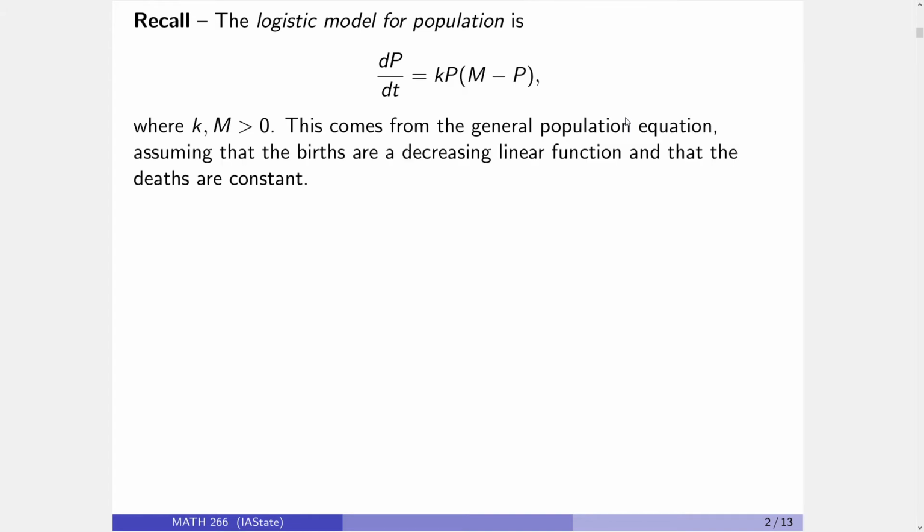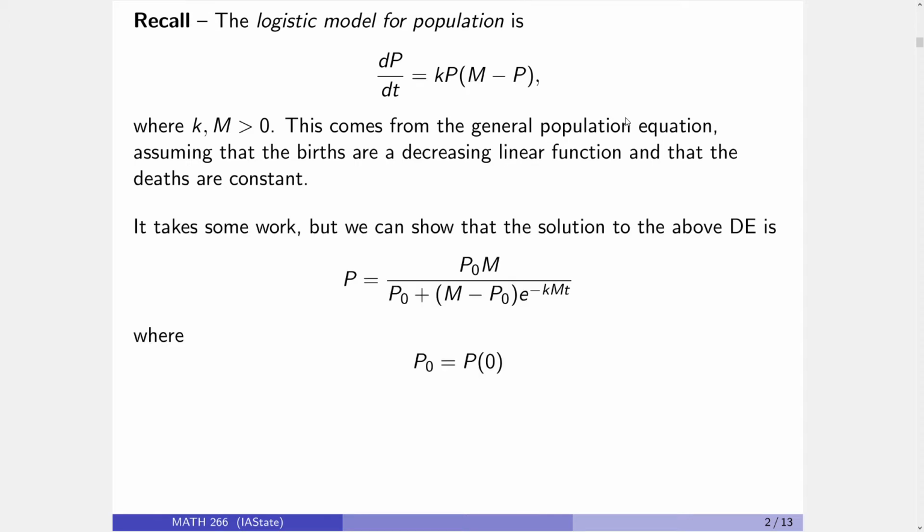Now remember, the way we formulated this was by looking at our general population equation, which says that the rate of change of a population is the births minus the deaths. And the assumption for the logistic is that the births are a decreasing linear function and that the deaths are constant.